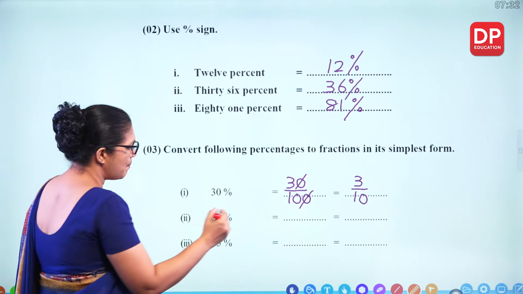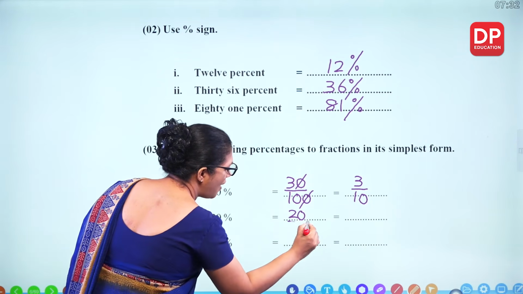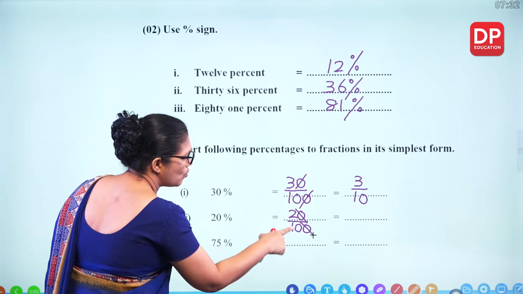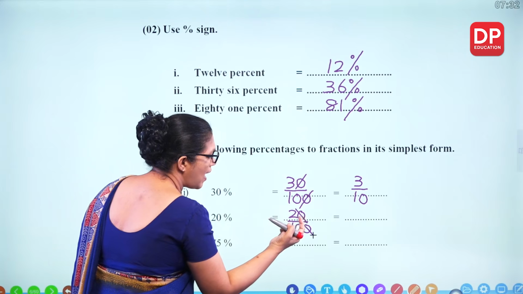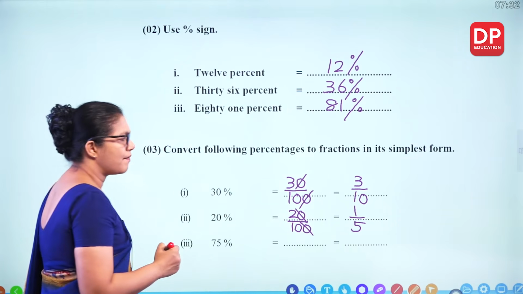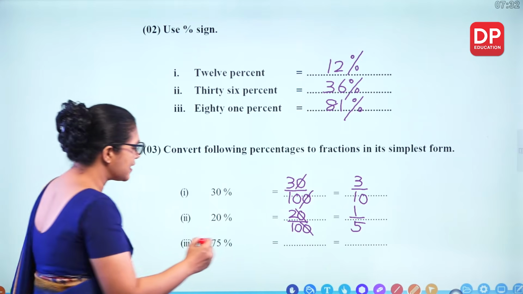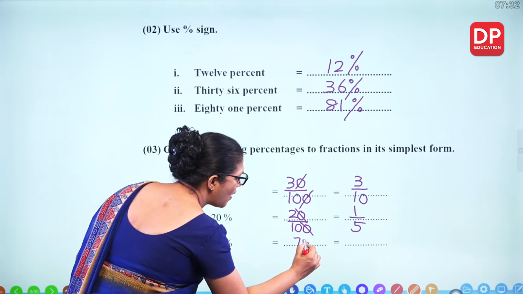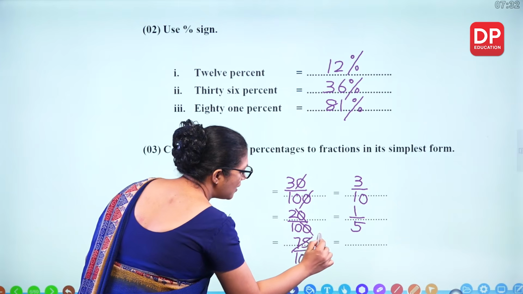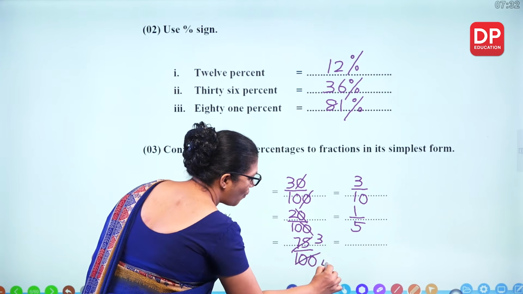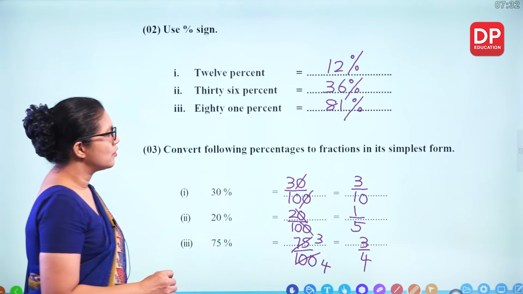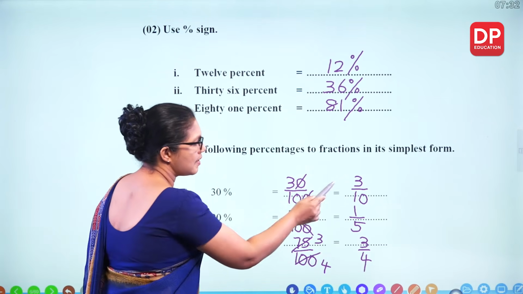20%, simplify. This is 20 over 100. Now divide by 10, 2 over 10. I can divide this by 2, 1 over 5. 75%, how can I write? 75 over 100. Divide by 25. You get 3 and 4. 3 over 4 as a fraction. So these are in the simplest form.